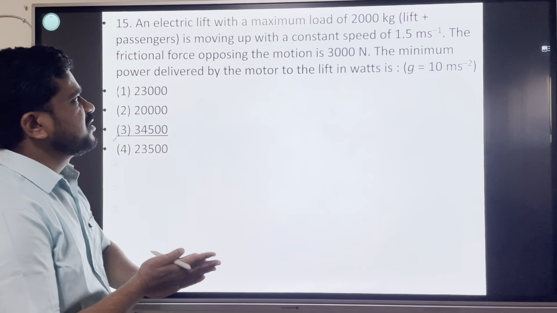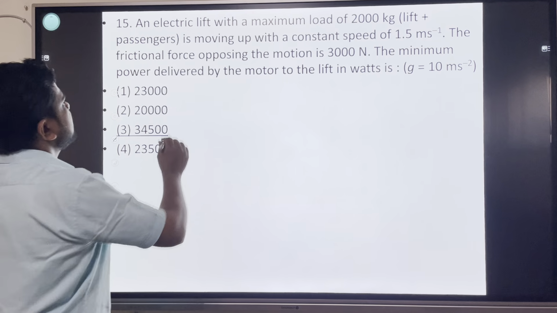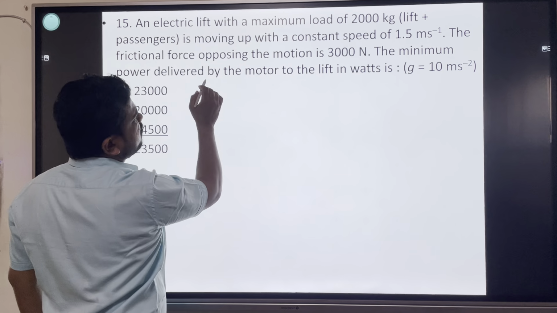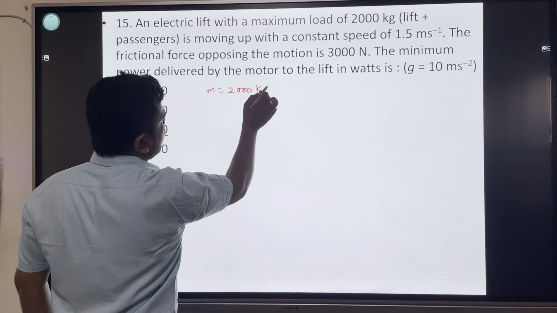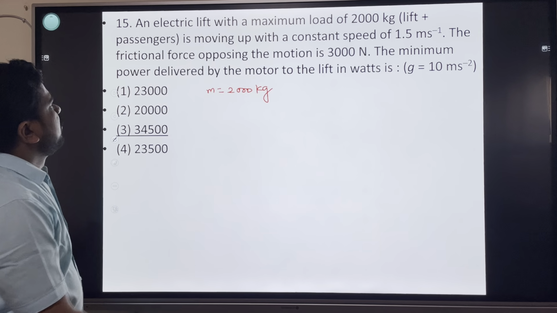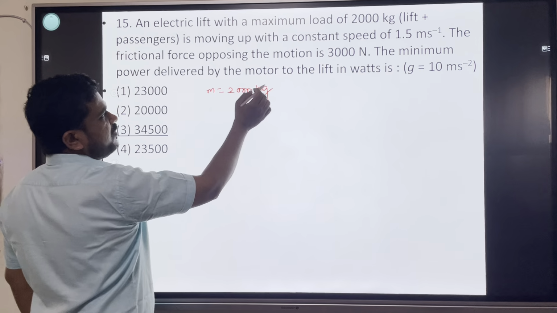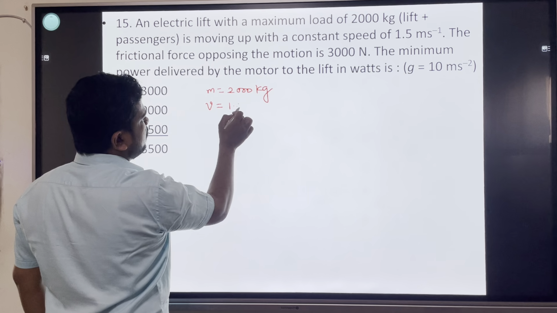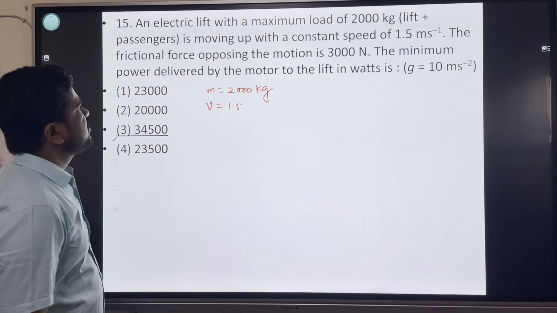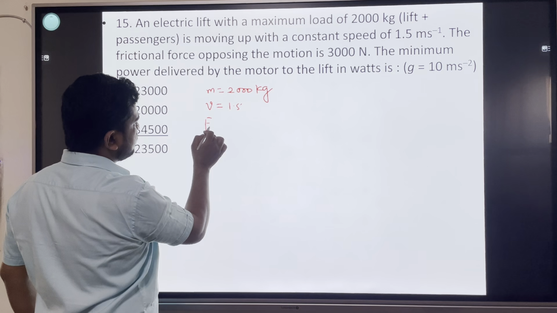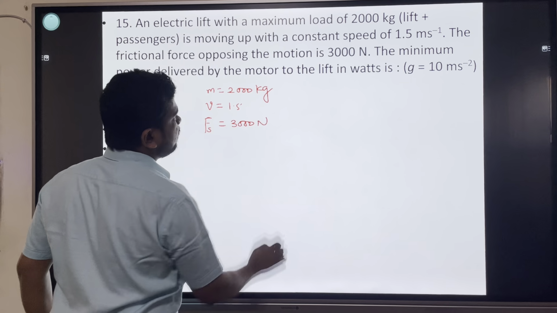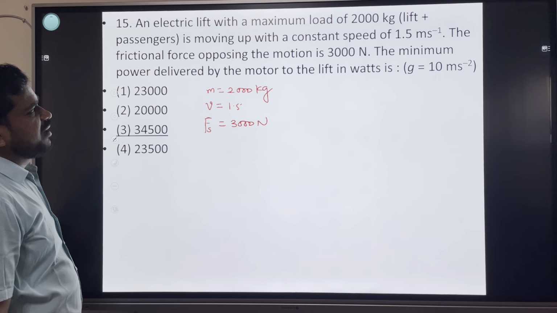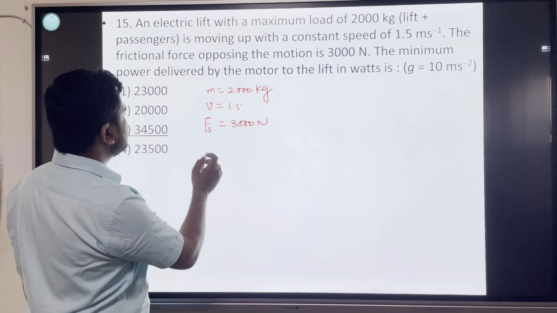Next one, electric lift. This is a question from laws of motion and friction. An electric lift with a maximum load of mass 2000 kg is moving up with a speed of velocity v equal to 1.5 meter per second. The frictional force is 3000 Newton. Minimum power delivered by the motor to the lift in watt is?